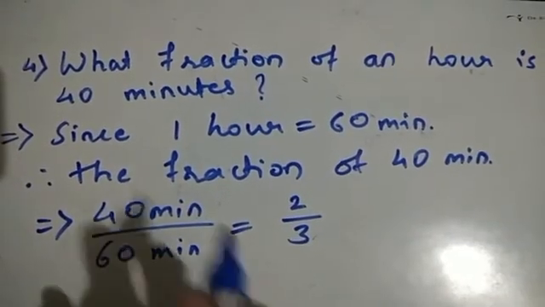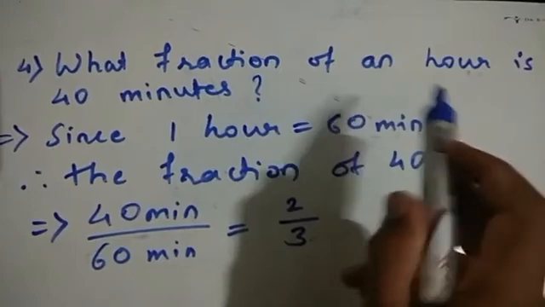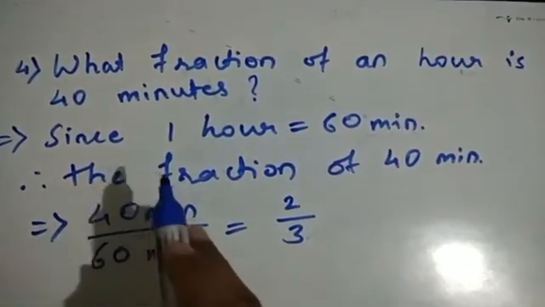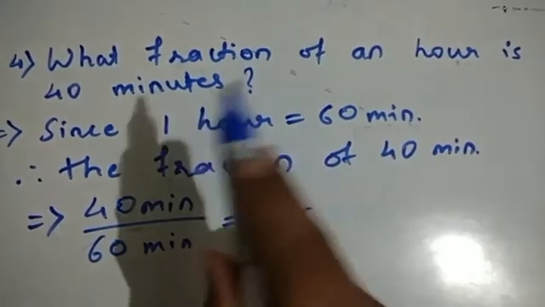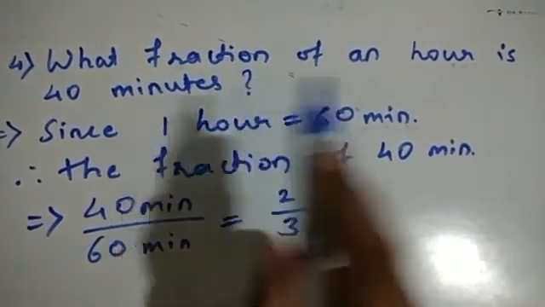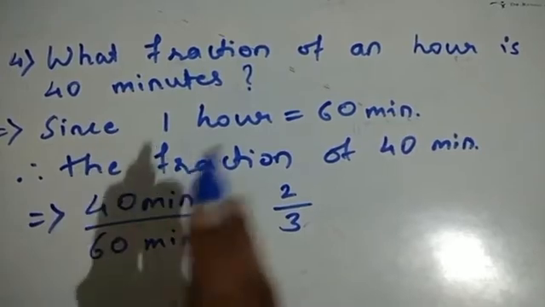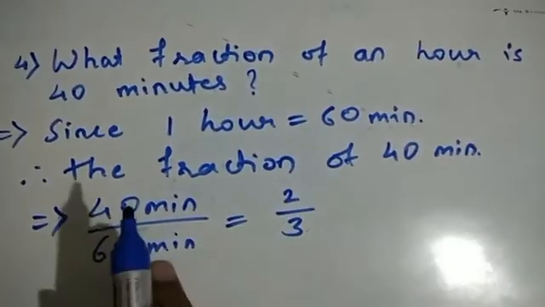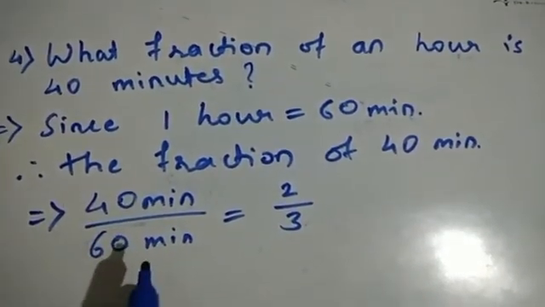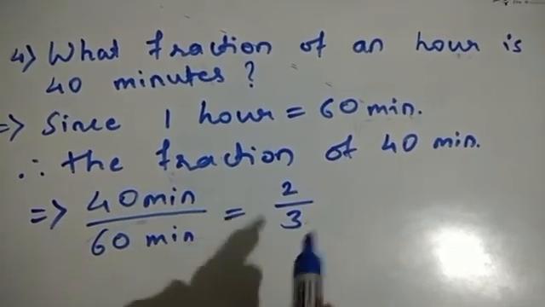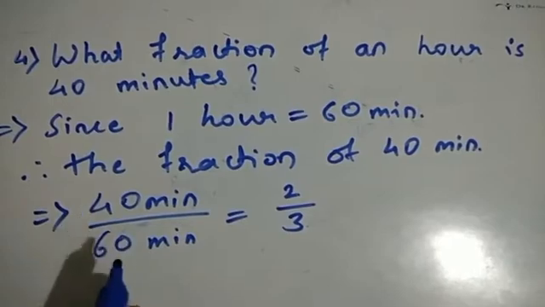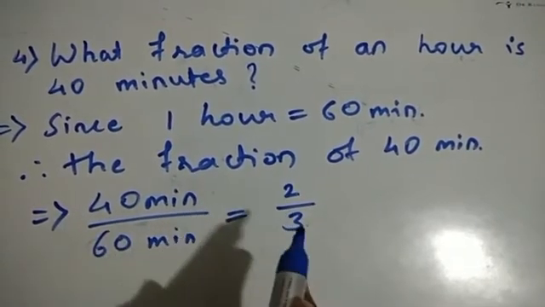See one more example. What fraction of an hour is 40 minutes? Students, we know that 1 hour is equal to 60 minutes. Now this 40 minutes we have to write as a fraction of an hour. Therefore the fraction of 40 minutes is equal to 40 minutes divided by 60 minutes. Therefore 40 upon 60. When we reduce this 40 upon 60 to its lowest term, we will get 2 upon 3.